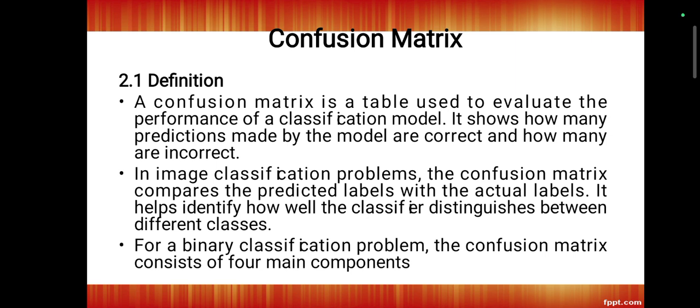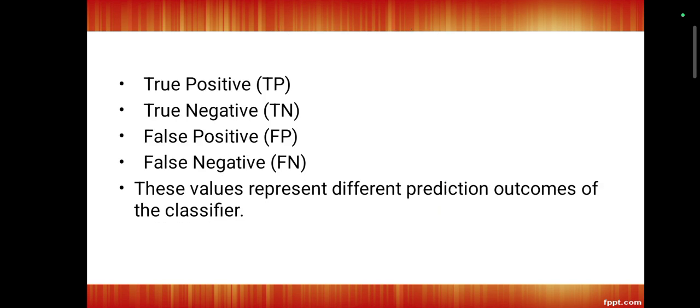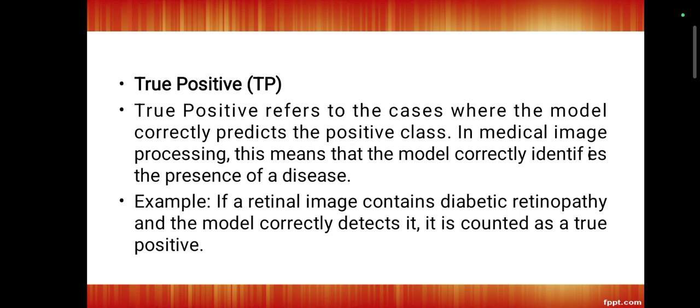For a binary classification problem, the confusion matrix consists of main concepts such as true positive, true negative, false positive, and false negative. These values represent different prediction outcomes of the classifier. True positive. What is true positive? It refers to the cases where the model correctly predicts the positive class. In medical image processing, this means that the model correctly identifies the presence of a disease. Example, if a retinal image contains diabetic retinopathy and the model correctly detects it, it is counted as a true positive.